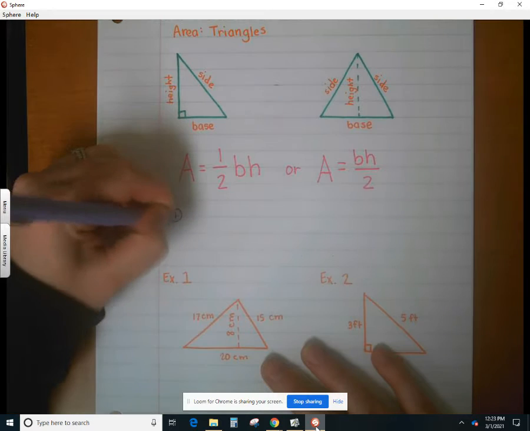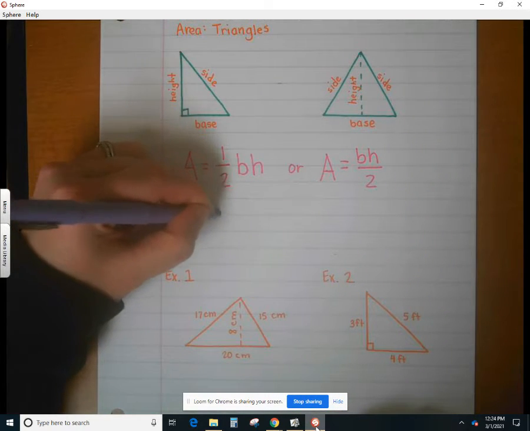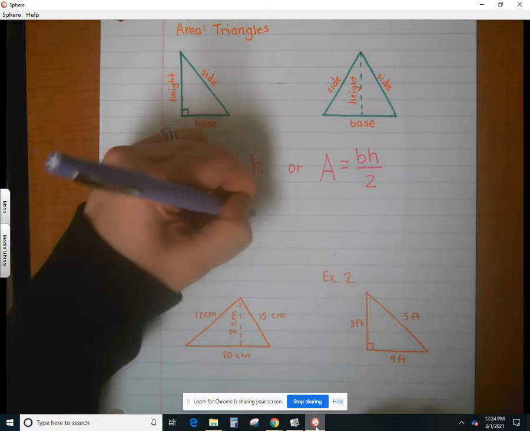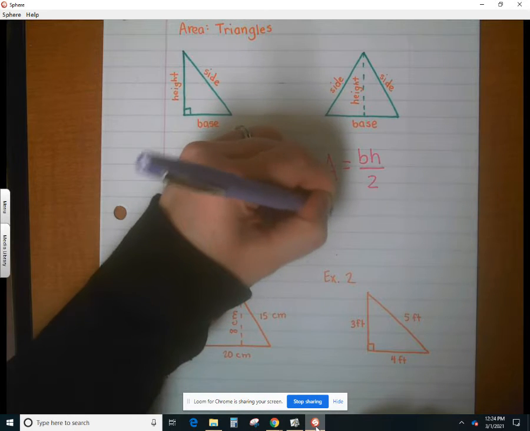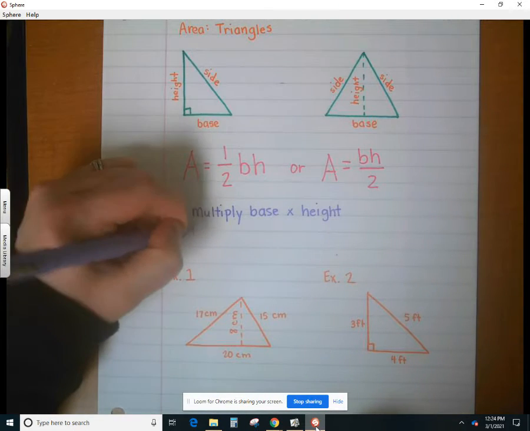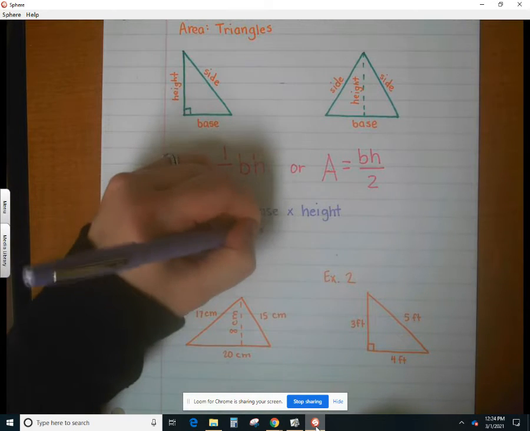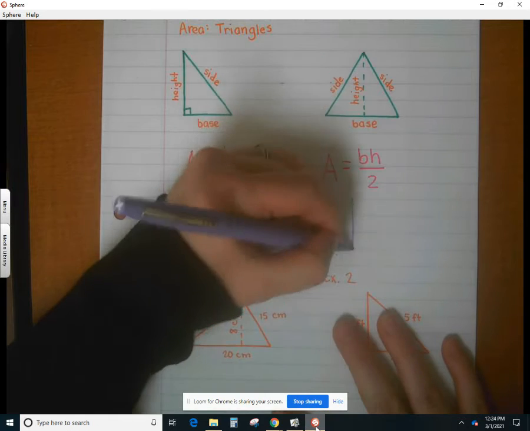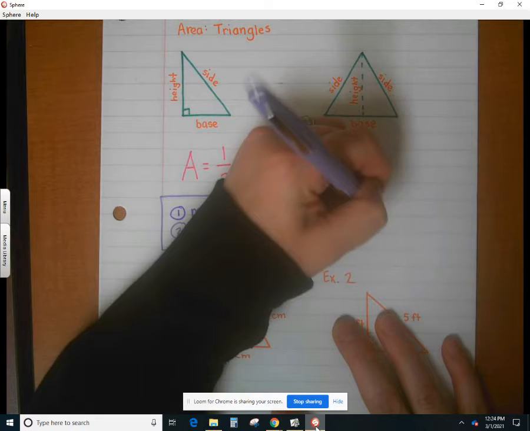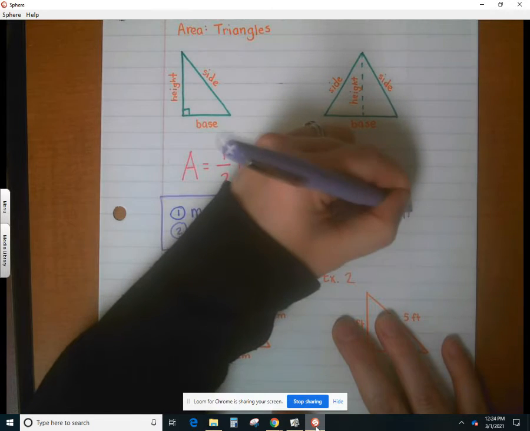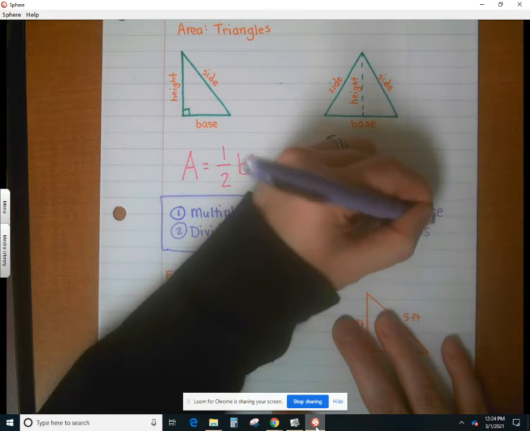And so in this formula, we're doing two steps. We are multiplying the base times the height. And then once we get that, we're dividing by 2. And remember, none of that included anything with a side. So if they give you the sides, which sometimes they do, sometimes they don't, we're not using those. Don't use sides.